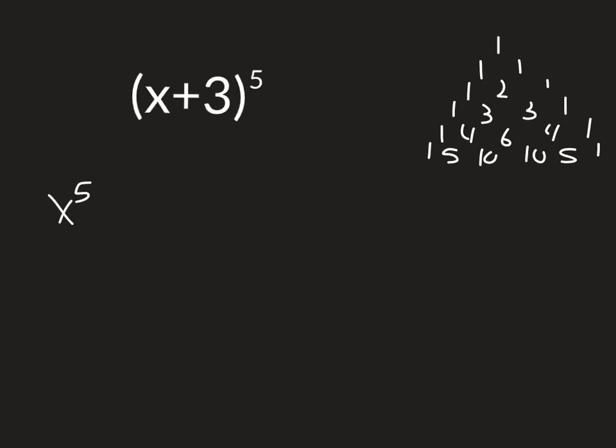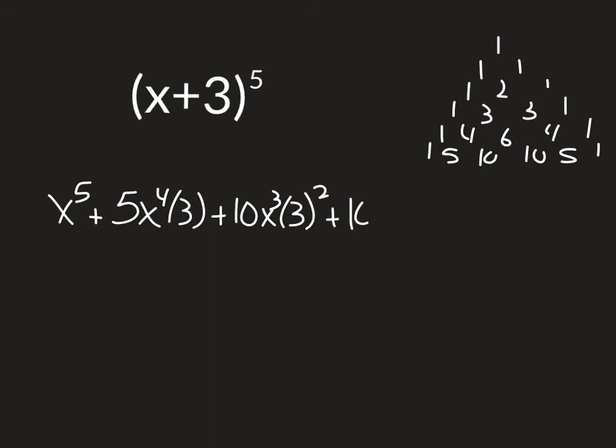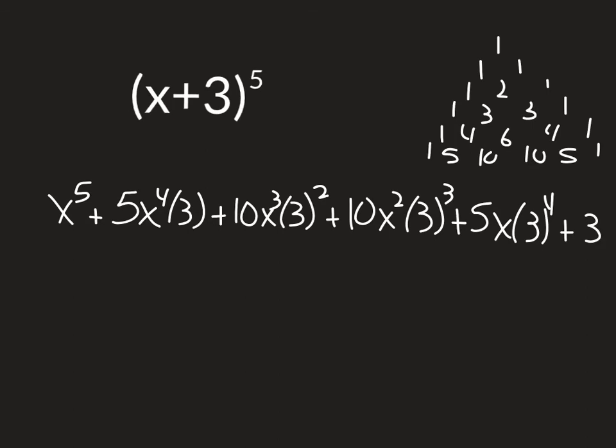So I'm going to start with the 1 here. 1x to the 5th. The next number is a 5, so I'm going 5x to the 4th. The 3 starts popping up, 3 to the 1st power. I'm putting a 10, x cubed, 3's coming up. Another 10, x is going down, the 3's coming up. A 5, the x is going down, the 3's coming up. And then a 1, this is a 3 to the 5th power.